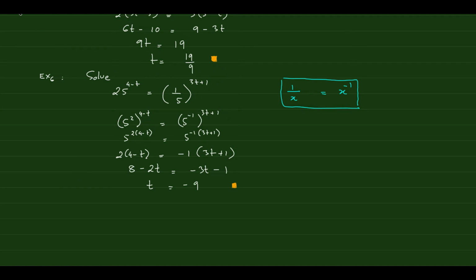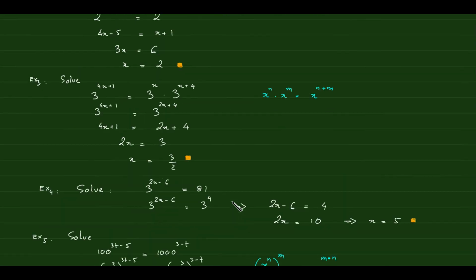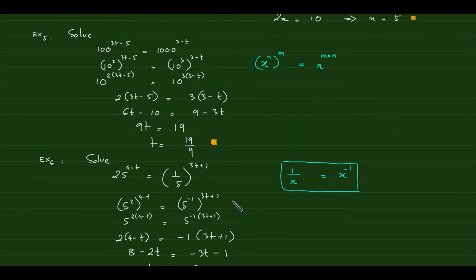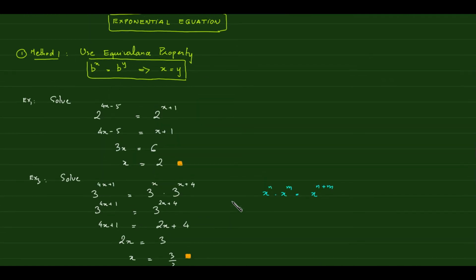Okay. Of course, some problems, no matter how much you try, you cannot convert to the same base. If you are in that situation, then you have to use the second method, which is method number 2. Okay. So what is method 2?